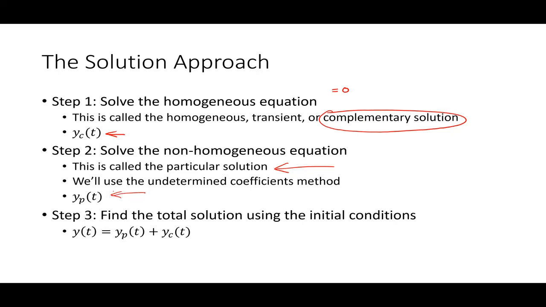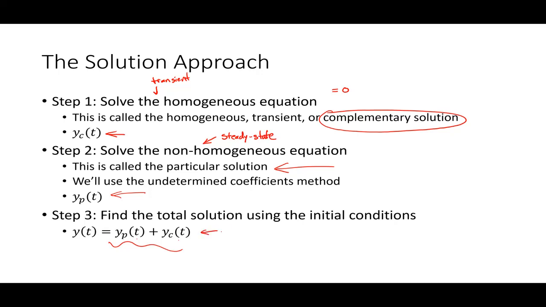Now, both of these solutions taken together, all right, must be added together to yield for me the total solution, which satisfies the initial conditions. Okay? So the important thing to remember is it's in step 3 where I finally bring in the initial conditions. In other words, I have to have both the particular solution and the complementary solution. So solving the homogeneous equation gives me the transient response. Solving the non-homogeneous equation gives me the particular solution or the steady state response.